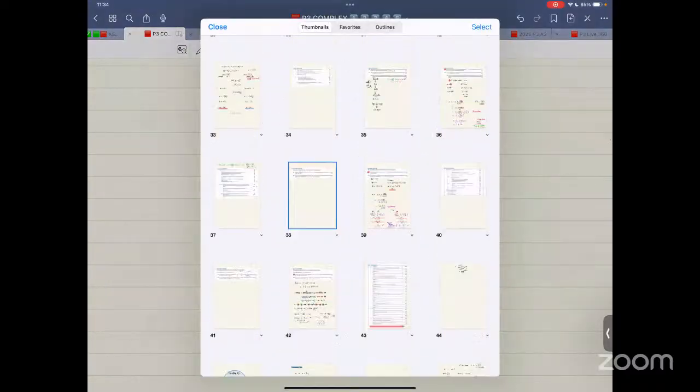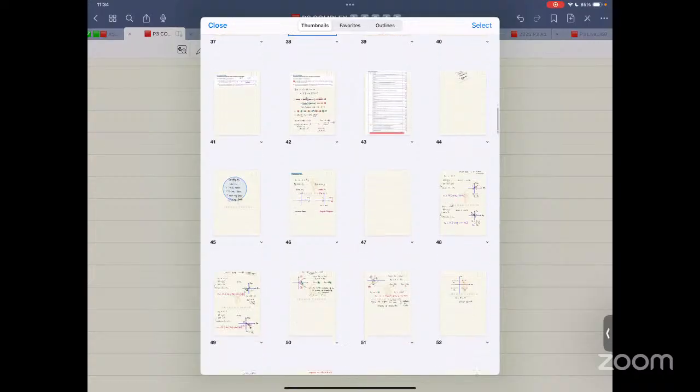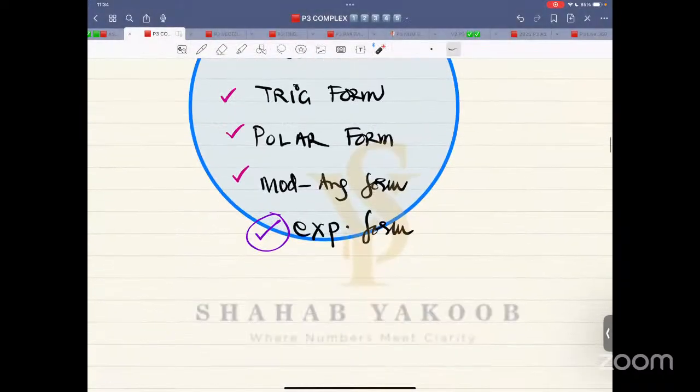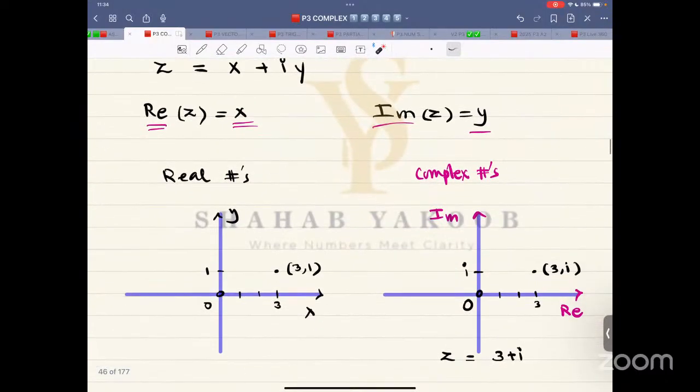So that was about this. Let me go to the other part: the trig form, the polar form, modulus argument form, exponential form. So z is x plus iy. The real part of z is x. The imaginary part of z is y.